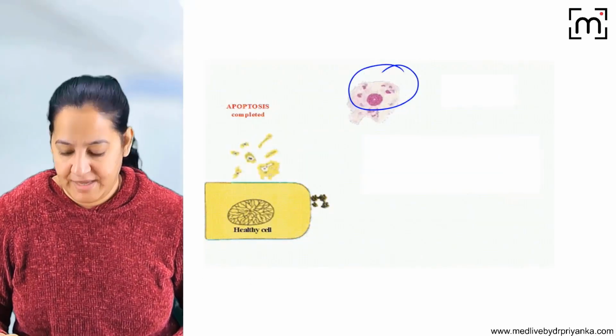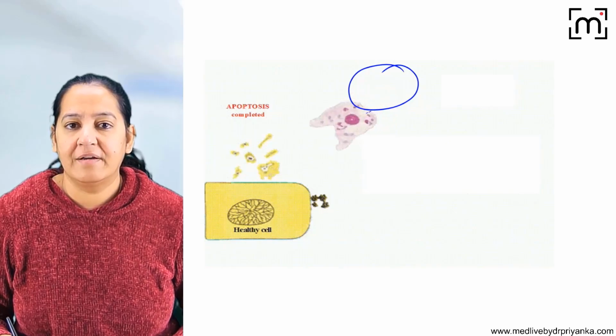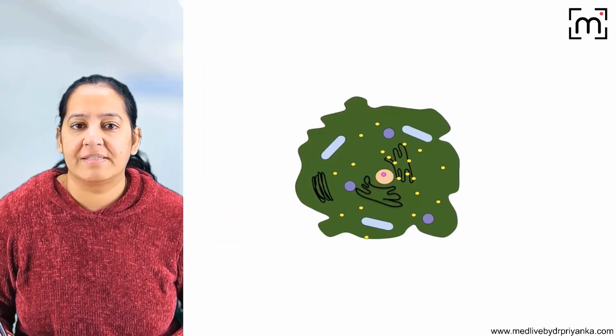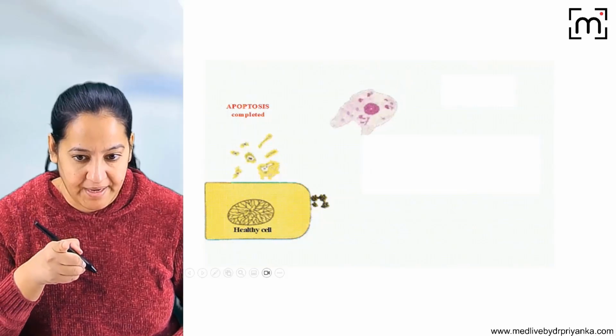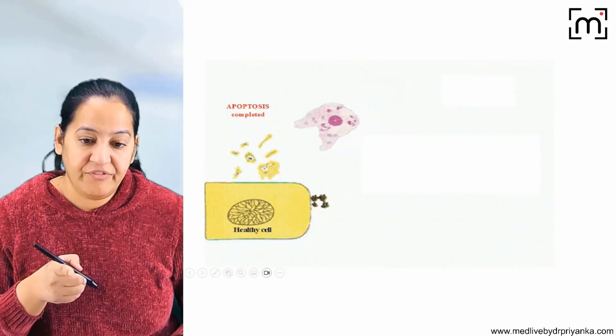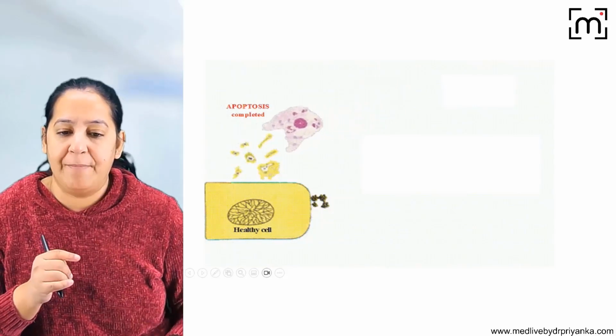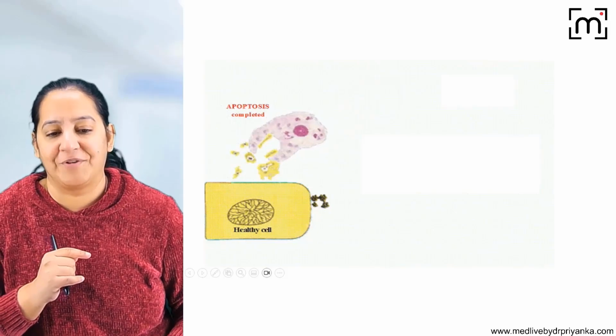This is the macrophage you can see here. It is coming here. You can see the macrophage is moving here. See it again. Here is the macrophage, it is coming, it is moving. And the macrophage will engulf all the apoptotic bodies. Appreciate the macrophage engulfing all the apoptotic bodies.